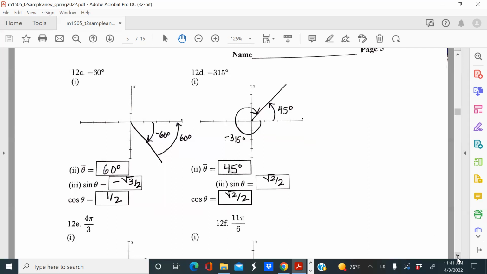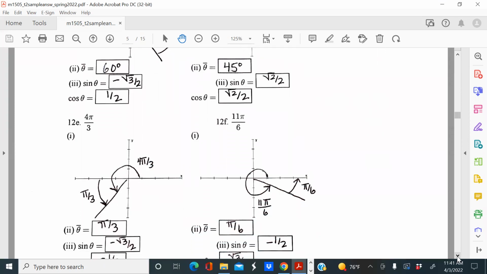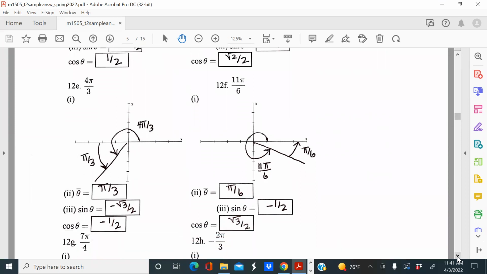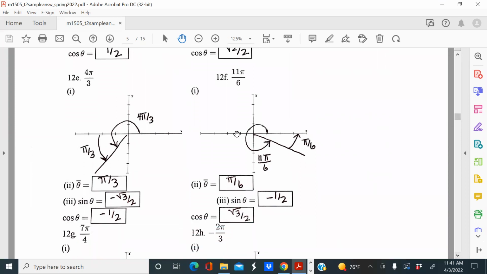Now let's practice this in radians. Yuck. Okay, so let's do some radians. All right, so where is 4 pi over 3? First, we have to figure out where that is, right, when we draw it.